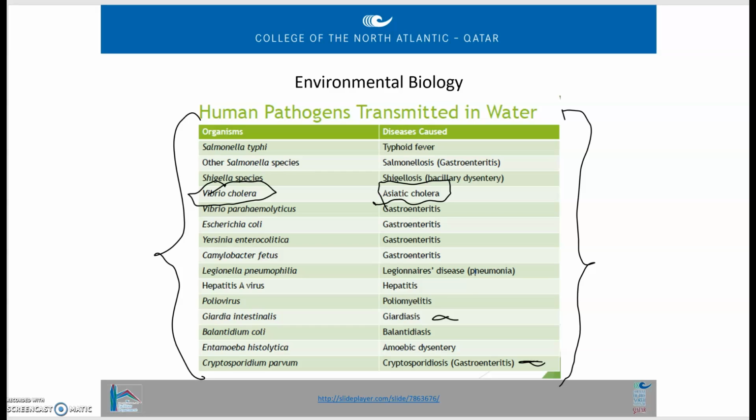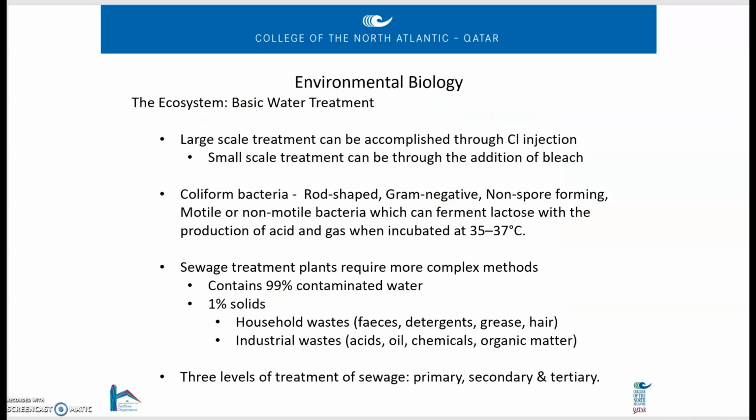So and this list isn't comprehensive by all means. There's more pathogens that can be transmitted in water, but this is some of the stuff that we need to be careful about, we need to avoid, so that nobody gets sick and we have clean drinking water. So we have systems in place to treat our water so that we have clean drinking water for everybody. And we have different levels of treatment.